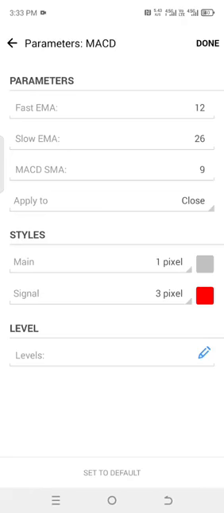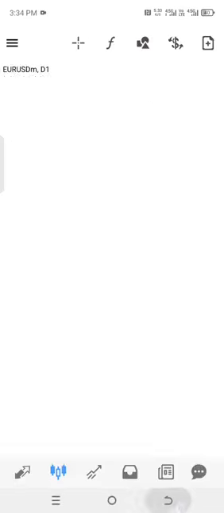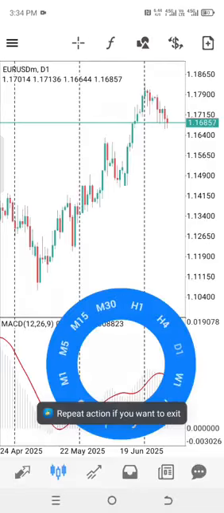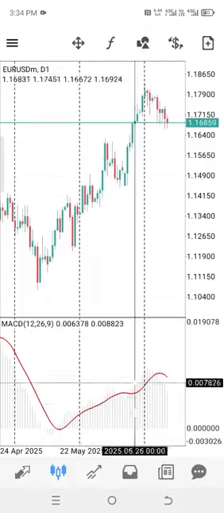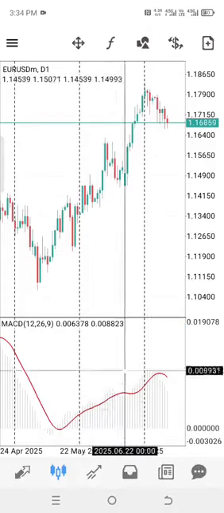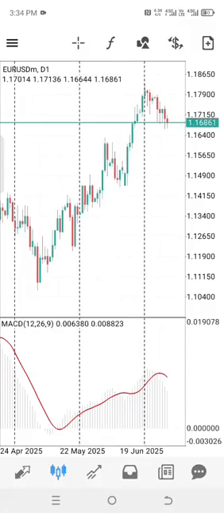We're going to be working with a fast EMA 12, slow EMA 26, and MACD SMA 9, applied to close, then the main and the signal, any of the pixels could do. Now we'll click on done. Now this is your moving average convergence divergence on your chart. This is the MACD.